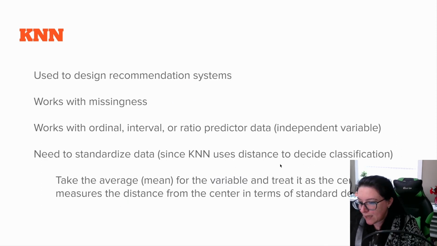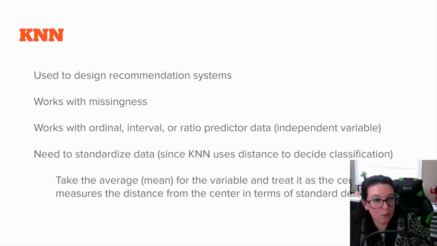So let's take a look at k-nearest neighbors. But just before we do that, k-nearest neighbors has the benefit of working with missing data, so it does allow for missing information. Many of these other ones do not. And when it comes to k-nearest neighbors, your predictor variables, those independent variables you're using to predict what the labels are, must be ordinal, interval, or ratio. So k-nearest neighbors does not work with nominal predictor variables.